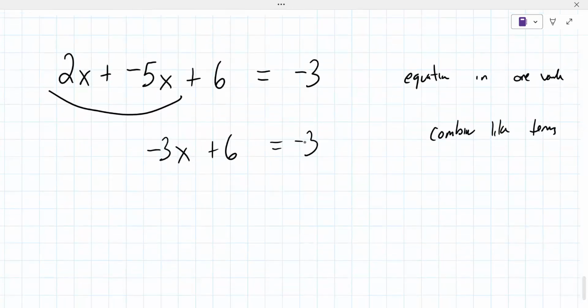And now this is a two-step equation. So you solve it the way you solve any other two-step equation. You first undo addition and subtraction, then the multiplication and division. Okay, so I'd like you to solve this for x for me, please.